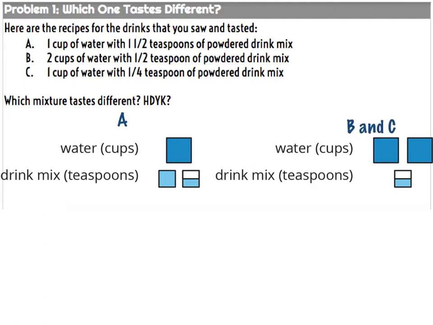Those 2 cups of water and a half teaspoon fit with both, because it's just one batch of B and 2 batches of C. If you took C and doubled it, now instead of 1 cup you would have 2 cups of water, and instead of a quarter teaspoon you would have half a teaspoon. So B and C ended up being the same, and I could have used either of those recipes to make the lighter colored and less strongly flavored drink.